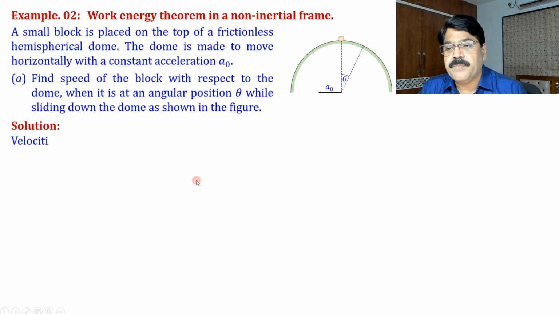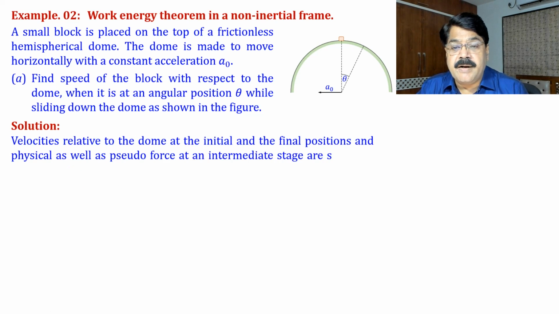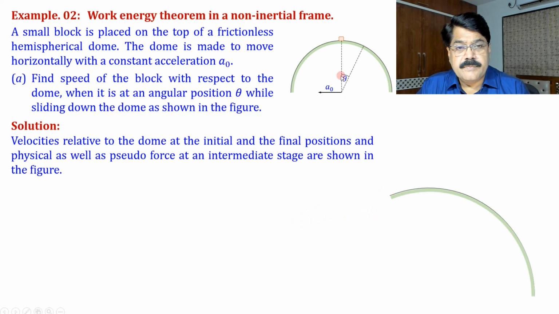So what we do here, again, velocities related to the dome at the initial and final positions and physical as well as pseudo forces at an intermediate stage are shown in the figure. Now we have to show what? Initial velocity and final velocity vector. Let us assume the final velocity to be v and the initial velocity, of course, is 0. And again, at some intermediate states, we show all the forces, real as well as pseudo forces. So in the diagram, the dome is shown somewhat larger for clarity, and on the top the box is here.